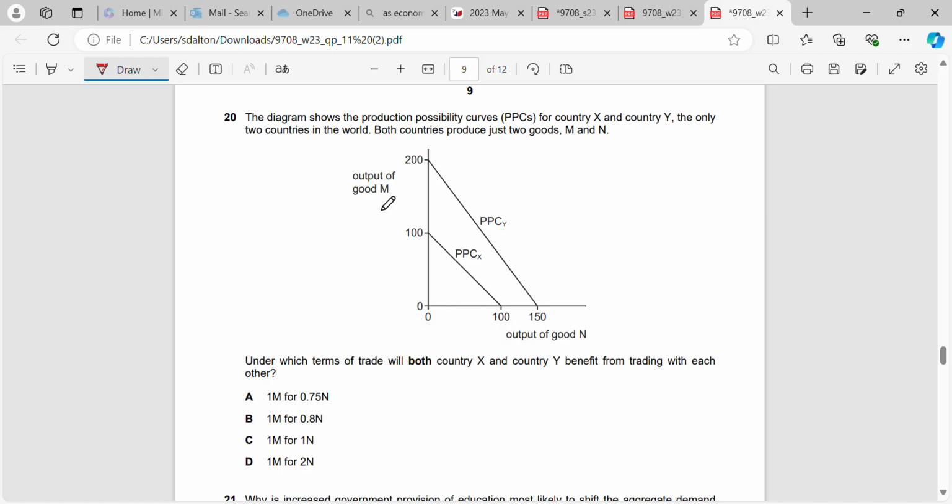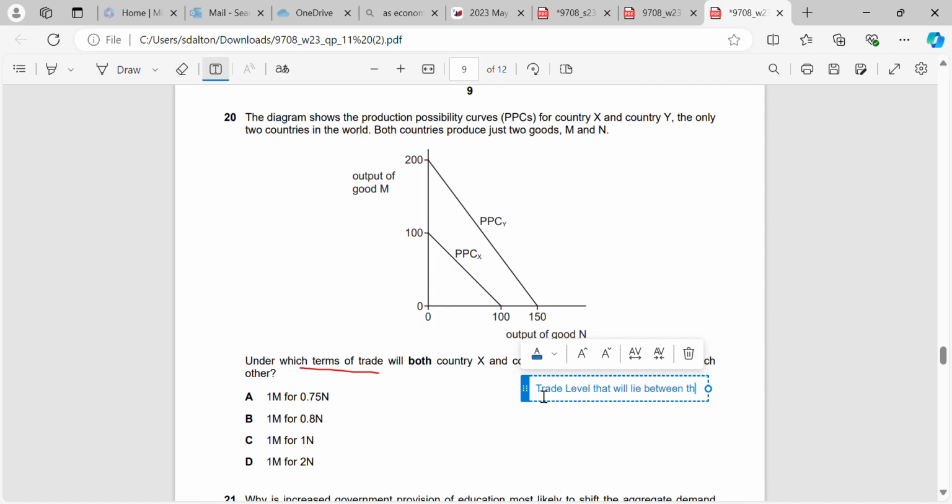Now, the theory behind terms of trade between countries is that we're looking for a proposed trade level that will lie between the opportunity costs of the countries. So when we calculate our opportunity cost, beneficial terms of trade will be any term of trade that lies between the opportunity costs for the two countries in this example.